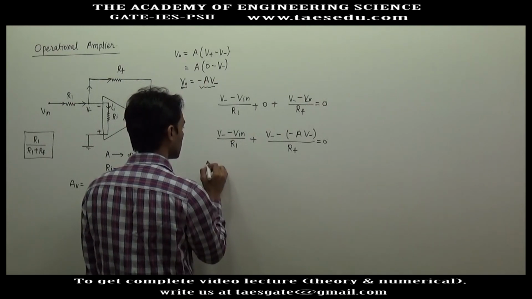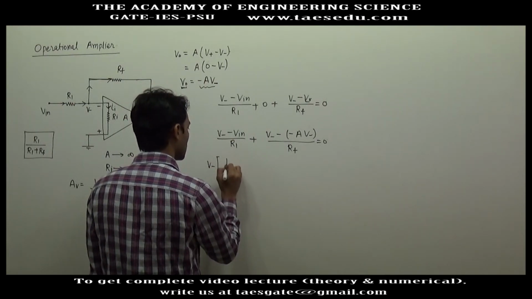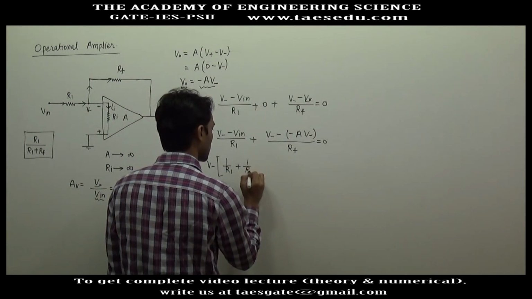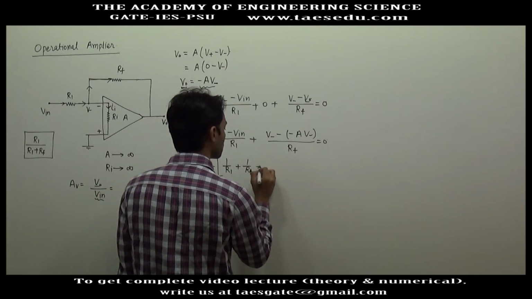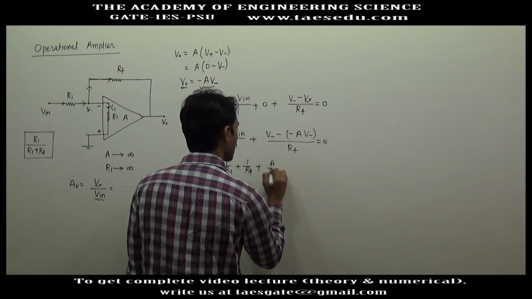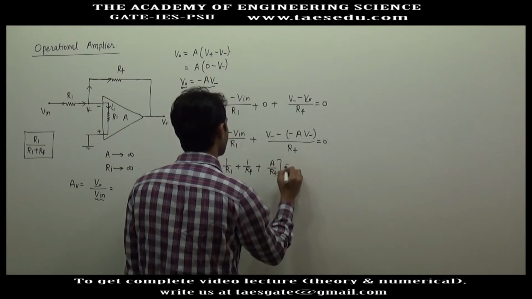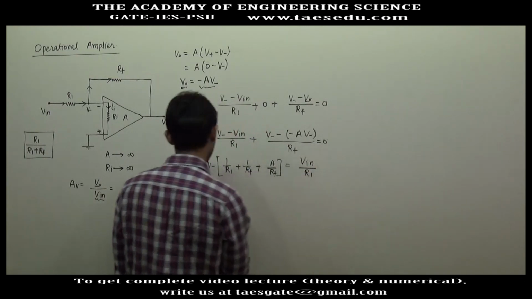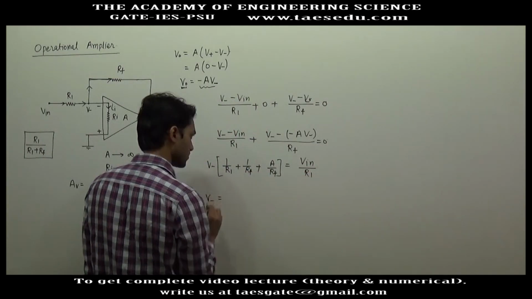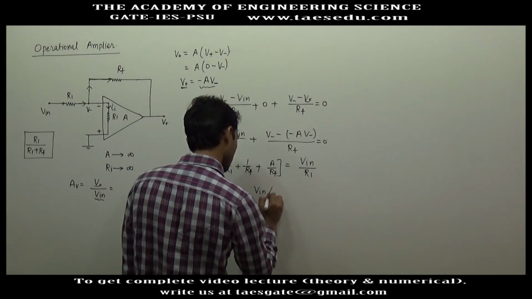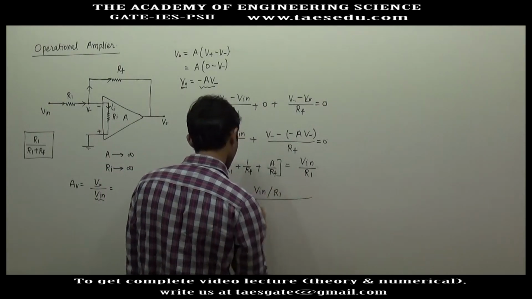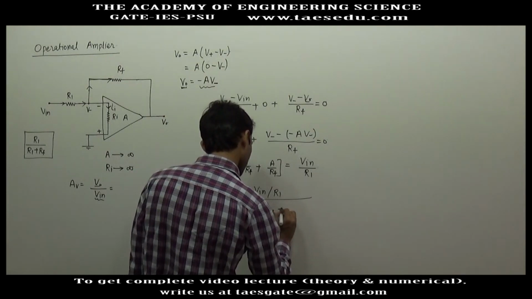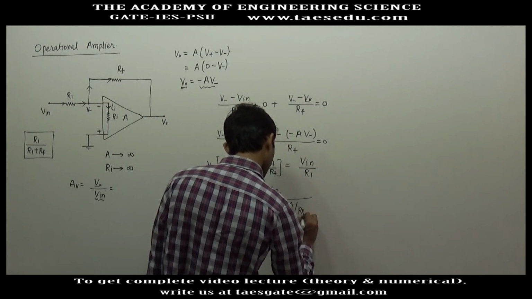So from here we will have V minus into 1 upon R1 plus 1 upon Rf plus A divided by Rf. This is equal to V input divided by R1. So V minus is equal to V input divided by R1, divided by 1 upon R1 plus 1 upon Rf plus A divided by Rf.